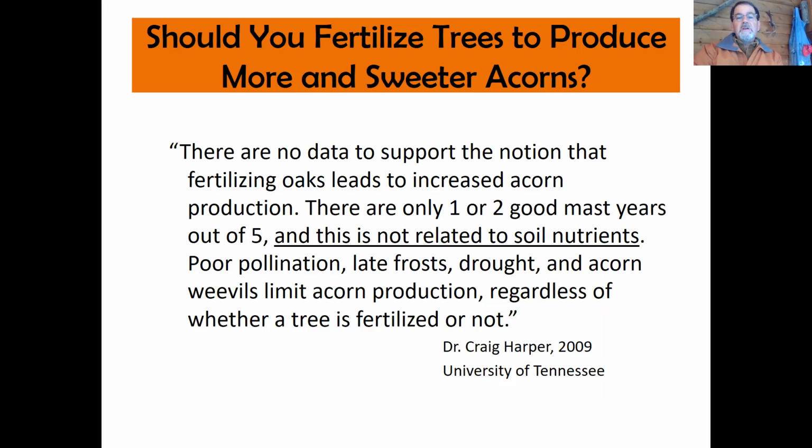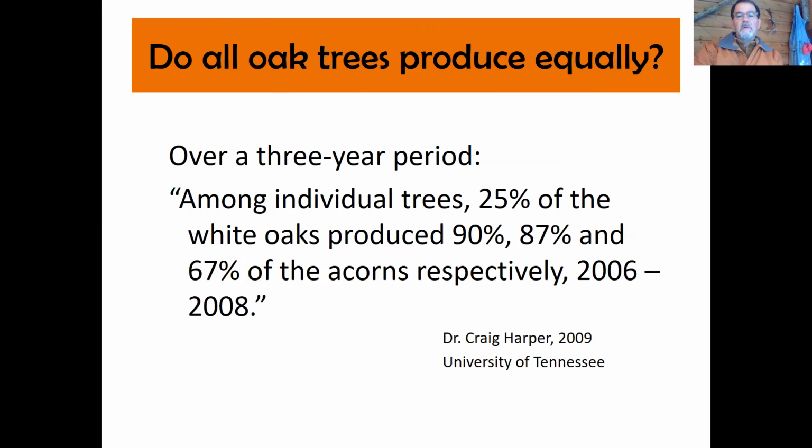Should you fertilize trees to produce more and sweeter acorns? According to research done by our wildlife biologist, Dr. Craig Harper, this is what he says. There are no data to support the notion that fertilizing oaks leads to increased acorn production. There are only 1 or 2 good mast years out of 5, and this is not related to soil nutrients. Poor pollination, as I've said, late frost, drought, and acorn weevils limit acorn production, regardless of whether a tree is fertilized or not. And then he continues with these thoughts that I want to share with you.